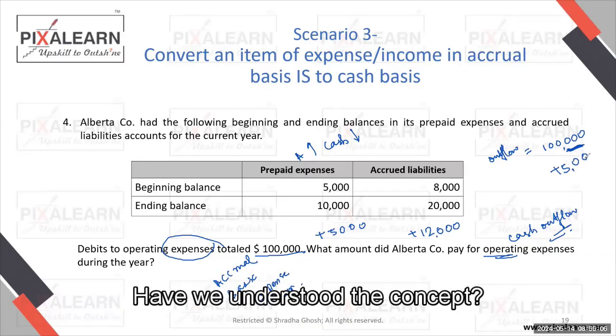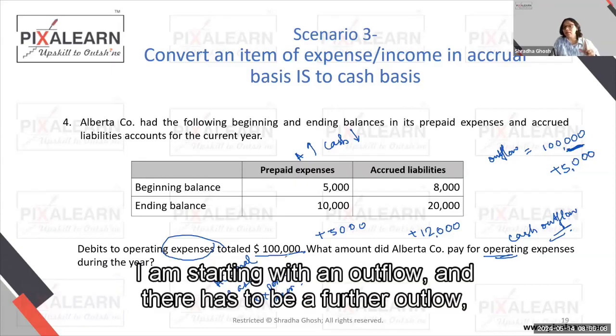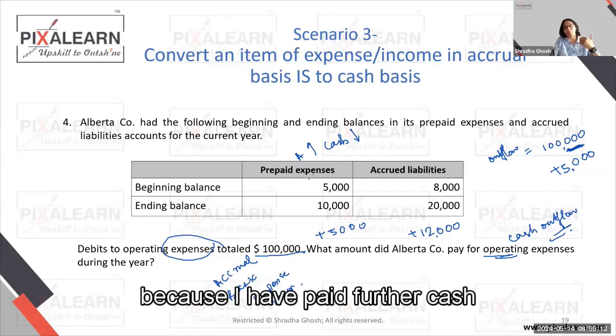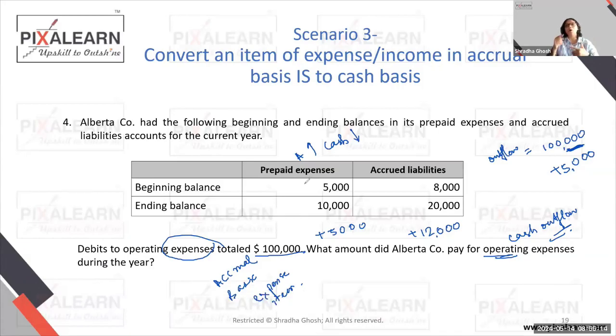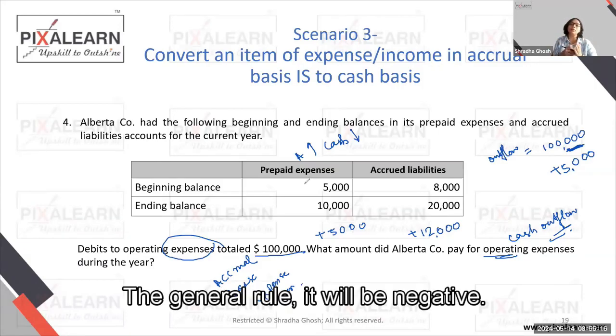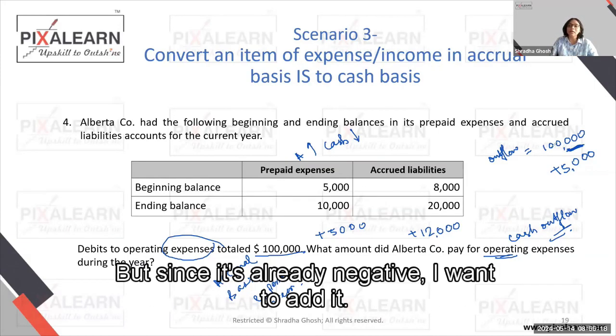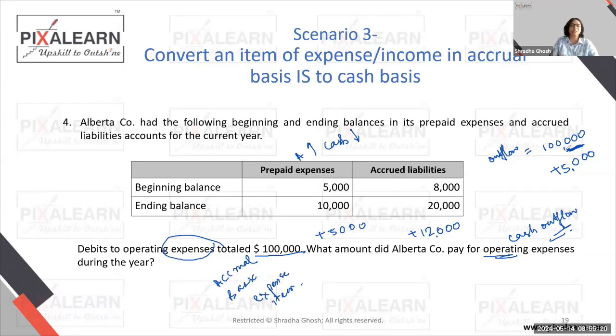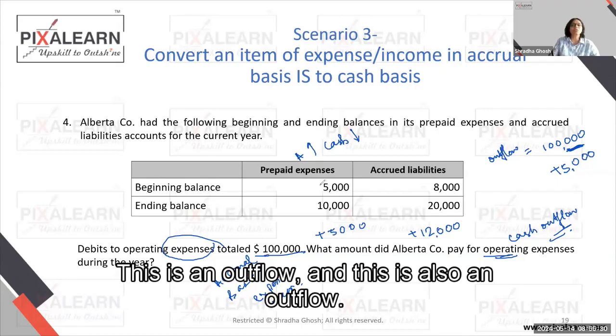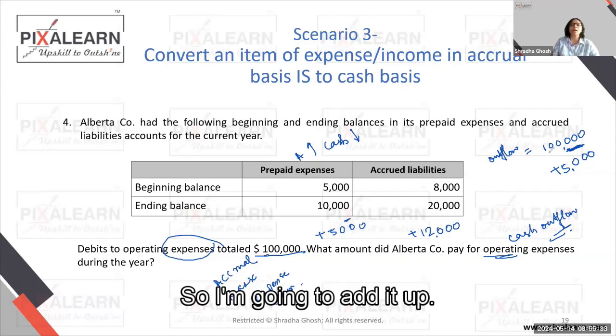Have you understood the concept? I am starting with an outflow and there has to be a further outflow because I have paid further cash. Outflow and outflow. So general rule, it will be negative. But since it's already negative, I'm going to add it. Is this clear? This is an outflow and this is also an outflow. So I'm going to add it up.